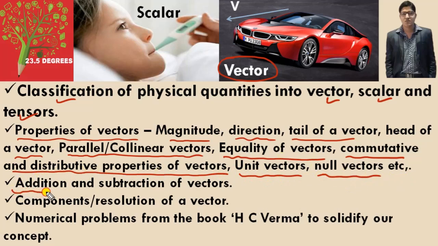Thereafter, we will learn how to add and subtract two or more vectors, where we will basically talk about two laws. The first one is triangle law of vector addition, and the second one is parallelogram law of vector addition. We will also see that these two laws are equivalent to each other. That is, they are not independent things. They are just two different ways of stating the same fact.